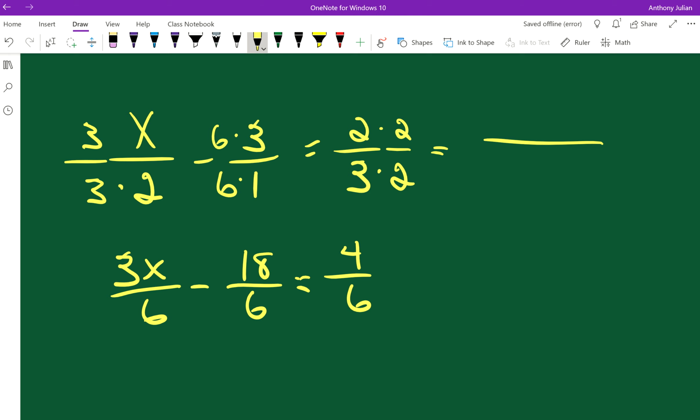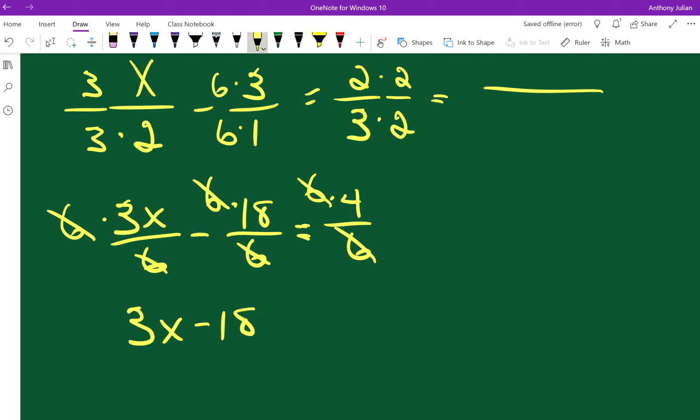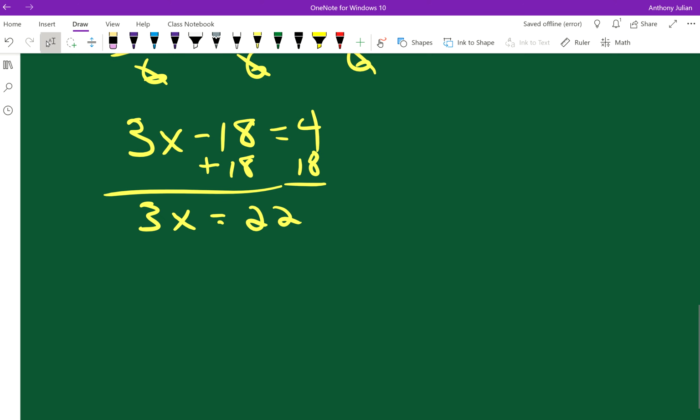As part of an equation now, I can just worry about the numerators, since the denominators are all the same. If I wanted to clear the fraction, I'd multiply everything by the LCD, which is 6, and then the 6's just cancel out for each term, and I'm left with 3x minus 18 equals 4. Then I would solve for x. Add 18 to both sides, and that's going to be 3x equals 22. Then divide both sides by 3.